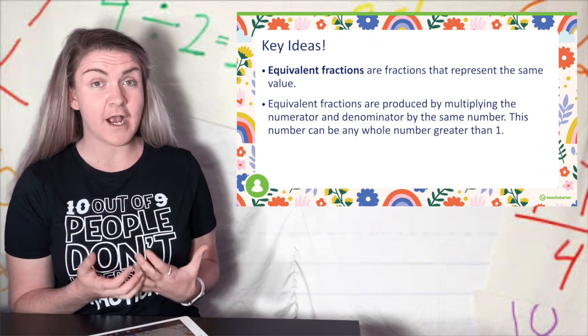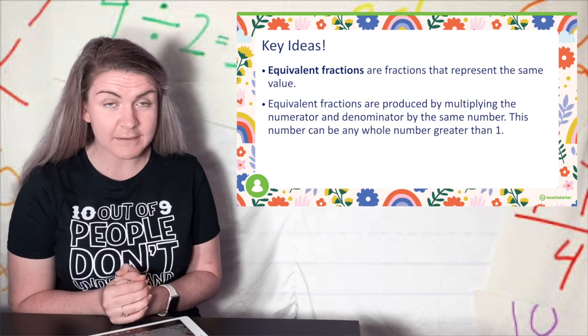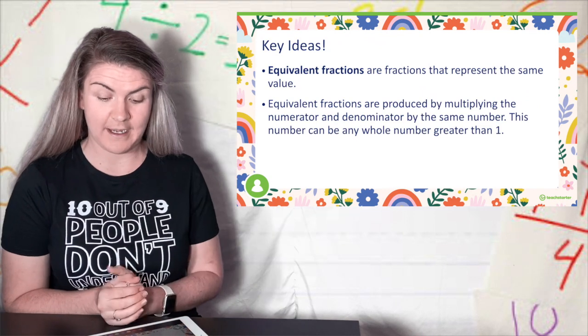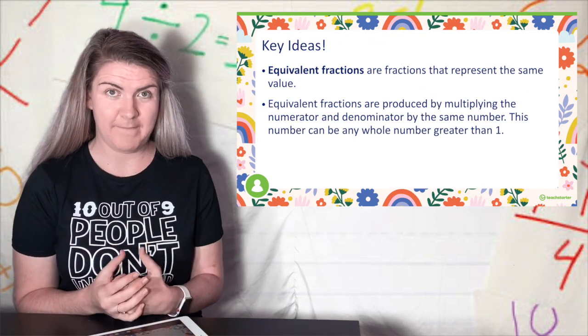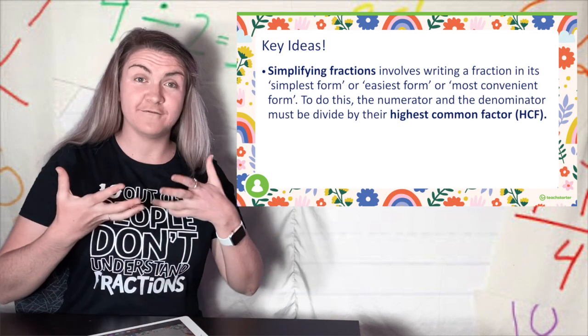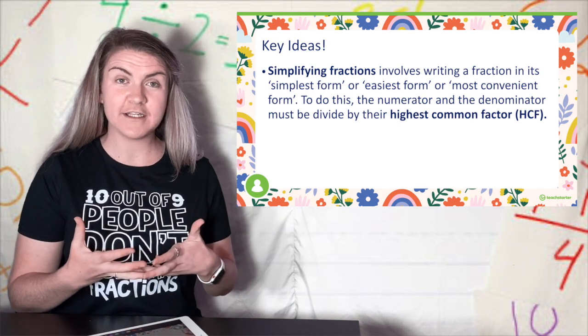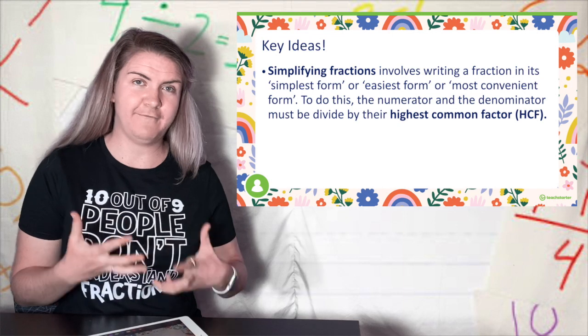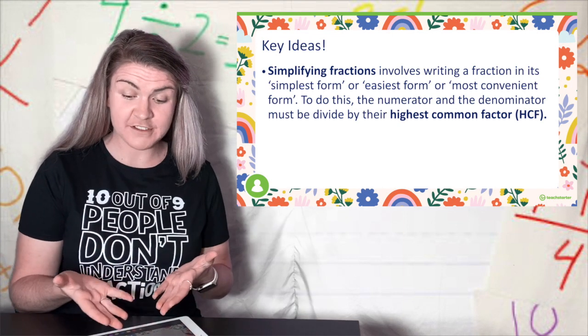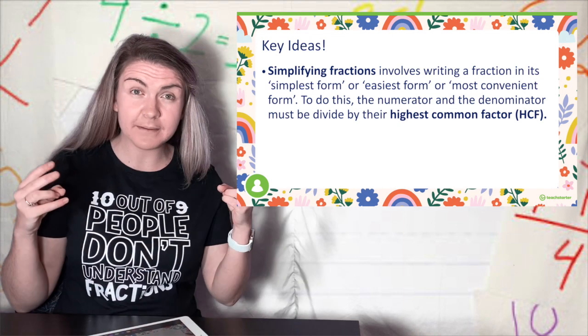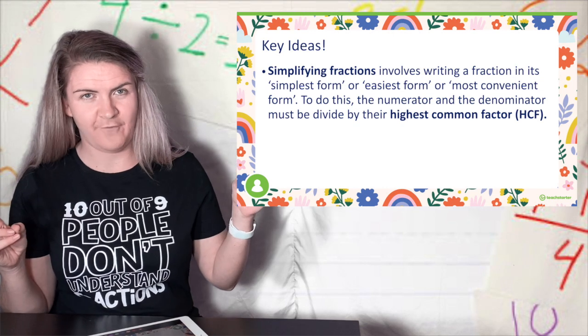Equivalent fractions are produced by multiplying the numerator and the denominator by the same number. So as I said, when we divide by the same number, we're actually creating a simpler fraction. Simplifying fractions involves writing a fraction in its simplest form or its easiest form.